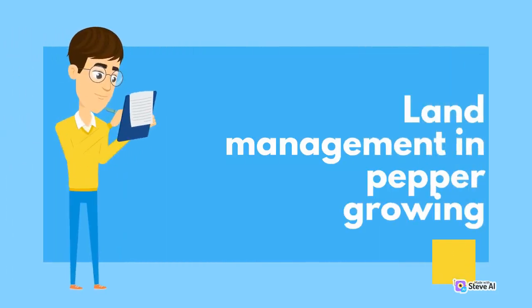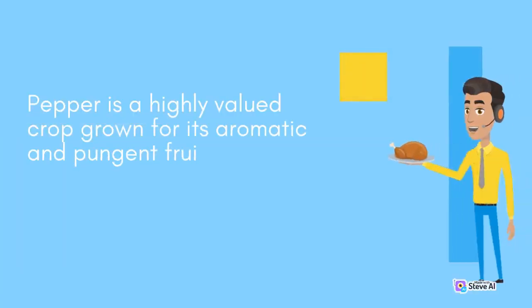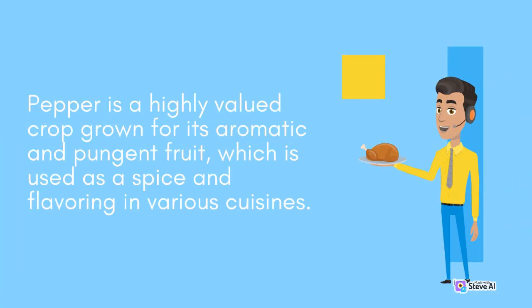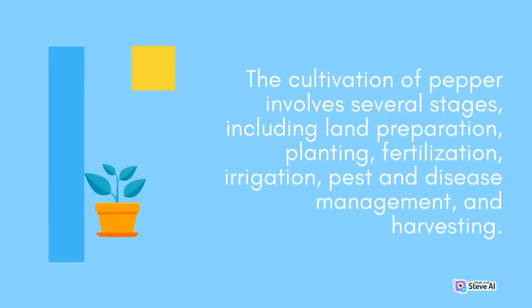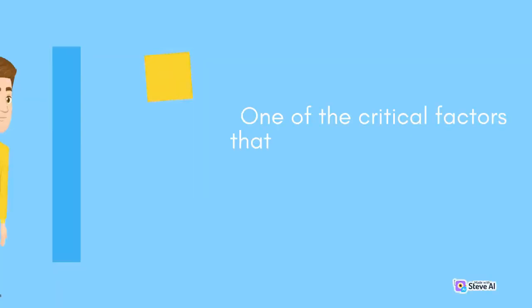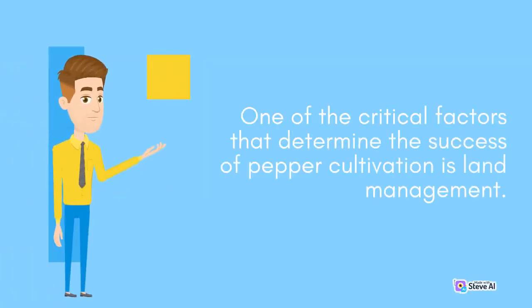Land management in pepper growing. Pepper is a highly valued crop grown for its aromatic and pungent fruit, which is used as a spice and flavoring in various cuisines. The cultivation of pepper involves several stages, including land preparation, planting, fertilization, irrigation, pest and disease management, and harvesting. One of the critical factors that determine the success of pepper cultivation is land management.